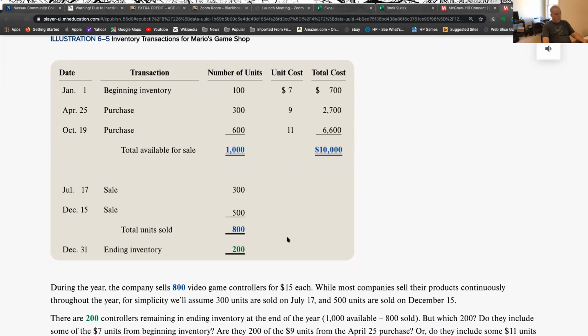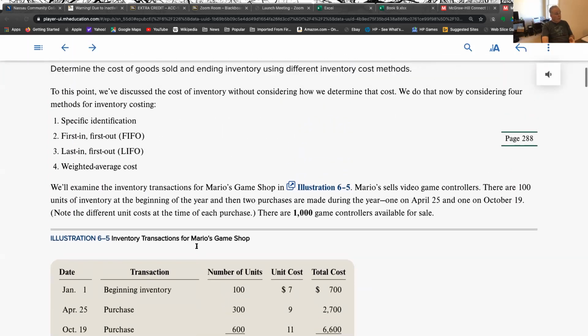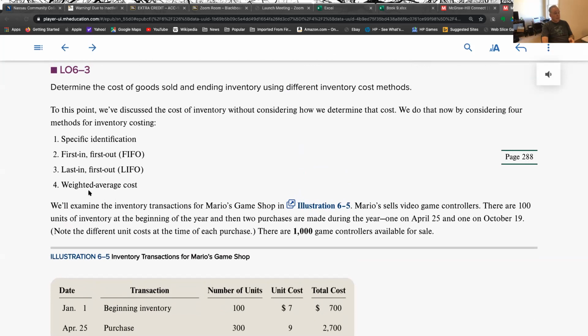During the year, they sold 300 games on July 17th. They sold 500 games on December 15th. How many games did they sell? 800. If they had 1,000 and they sold 800, how many do they have left? They have 200 games left in inventory. And what we're going to figure out here is what dollar amount do we attach to those 200 games? And it depends on which of these 4 methods we use. Each method is going to produce a different number.